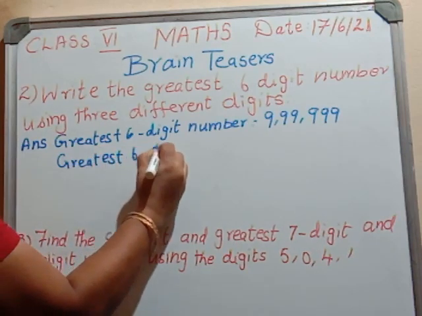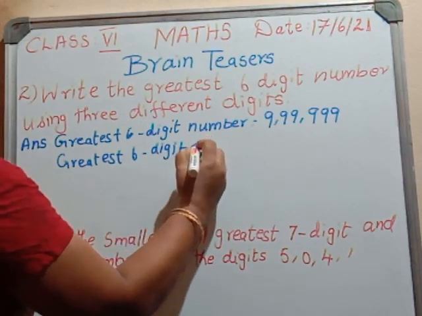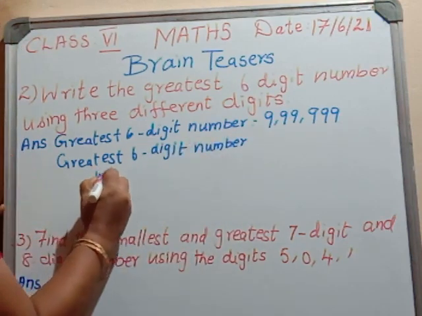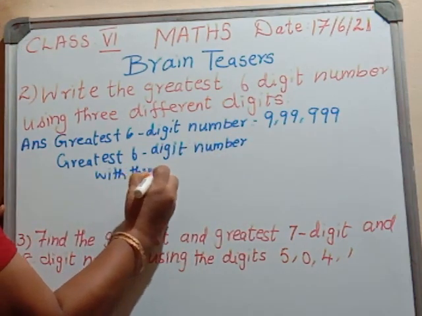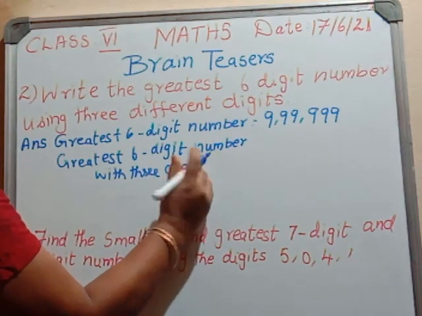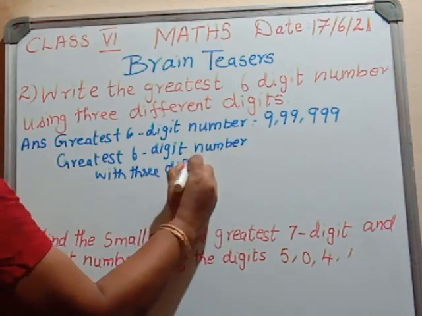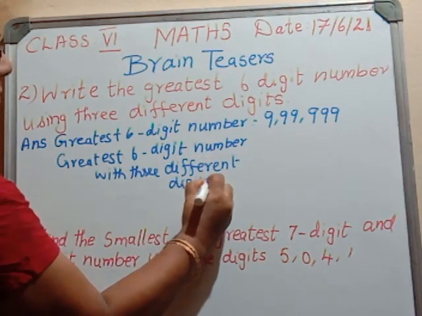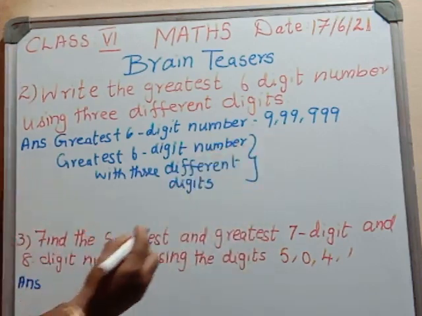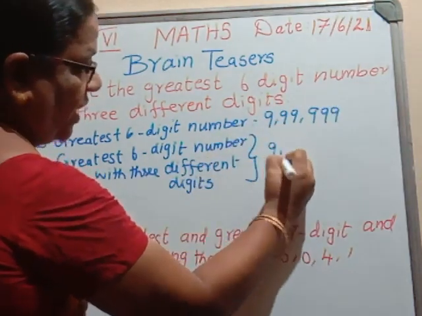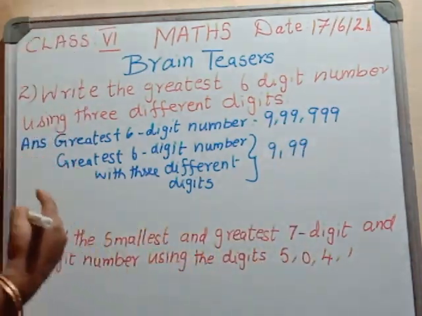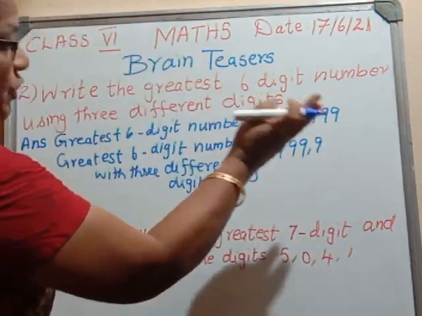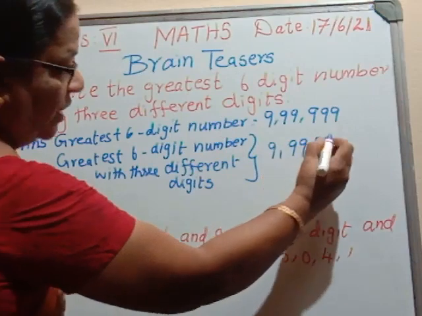Greatest 6-digit number with 3 different digits. What we can do here? First, you write 9,99,900. Now, because it should be the greatest, but 3 different digits should be written.